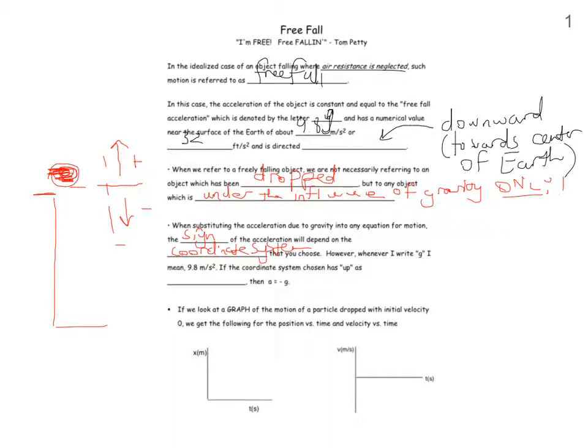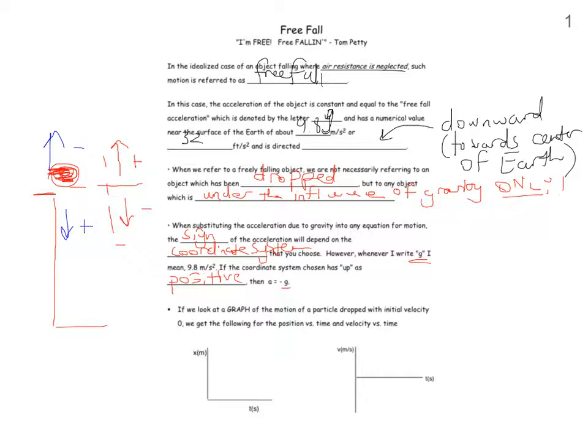Whenever I write the letter g, I mean that 9.8 meters per second squared is my acceleration, which means I'm defining my coordinate system as down is positive and up is negative. If I choose a coordinate system where up is positive, then I will write a equals negative g. And you should do the same, because that's important to remember.